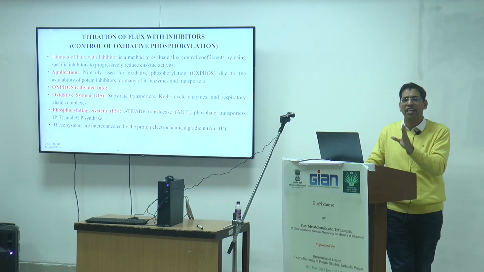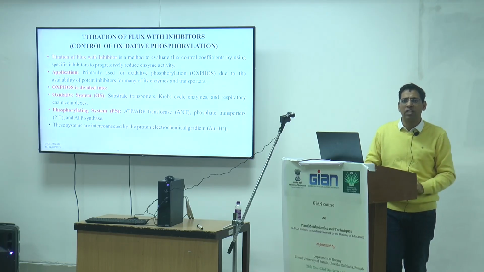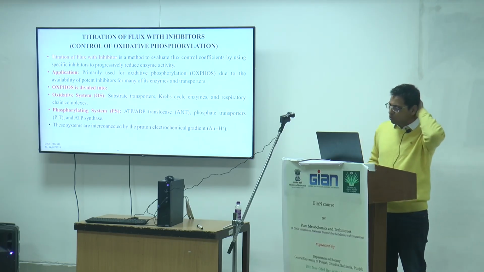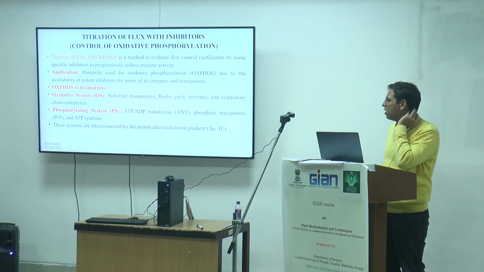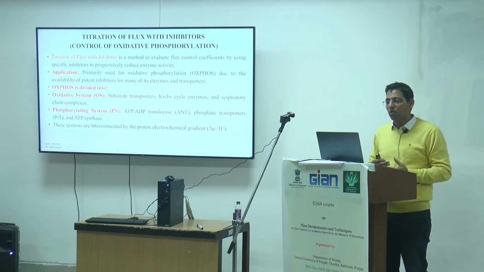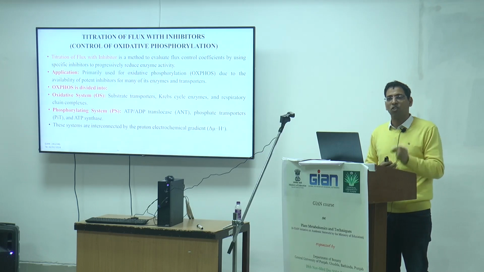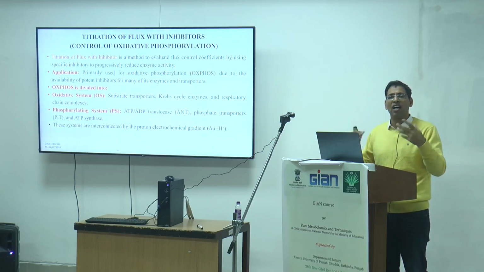We have to check each and every factor to find out how this inhibitor influences the different components of the oxidative phosphorylation system here: ATP and ADP translocases, phosphate transporters, and the ATP synthase. These systems are interconnected also by using the proton electrochemical gradient. So if you manipulate one, sometimes you will find out they also influence the other factors.